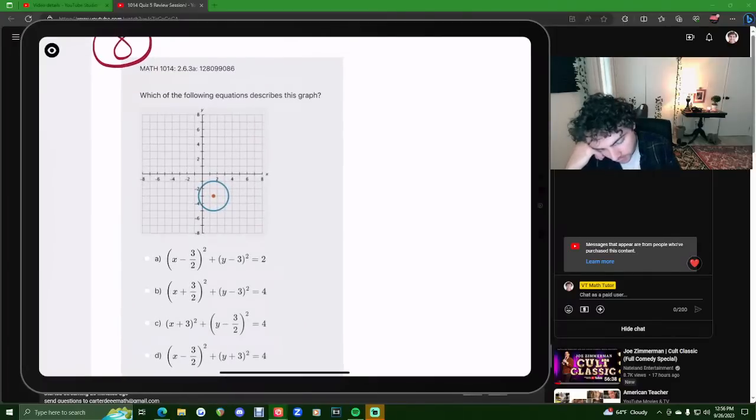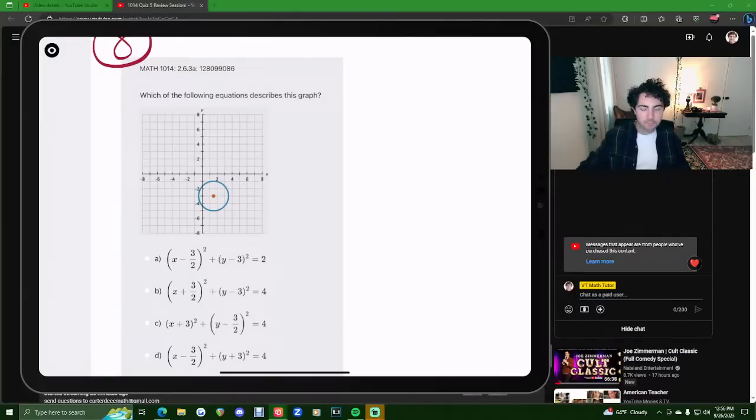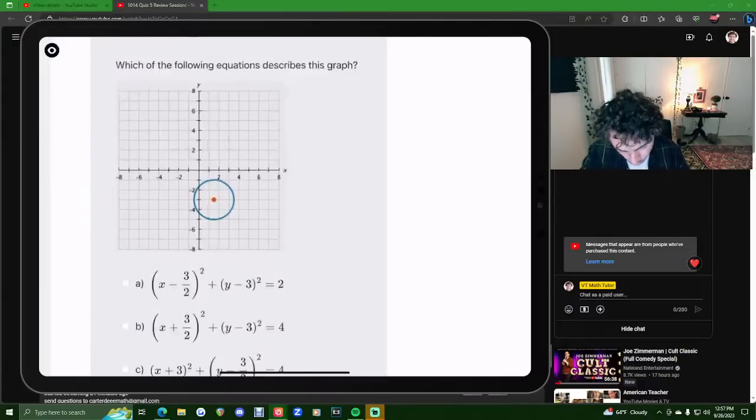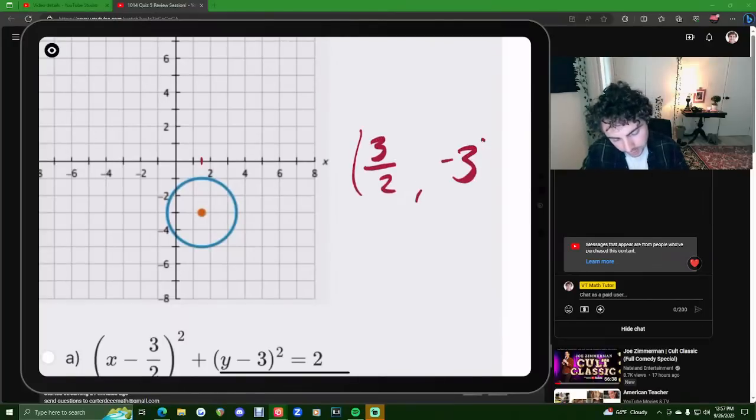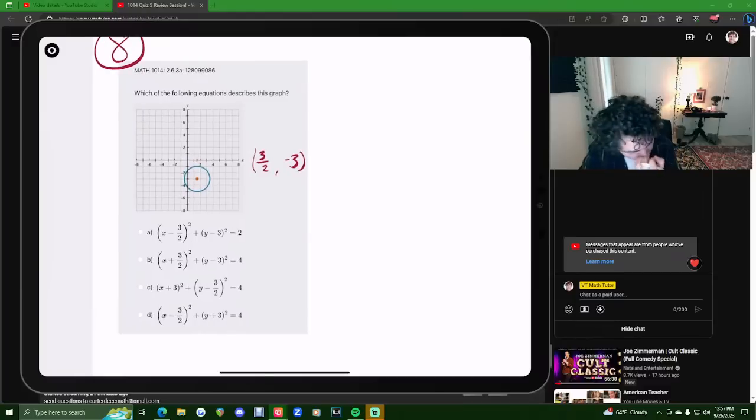They say, which of the following equations describes this graph? Now, what is this graph of? What's the figure? Yeah, it's a circle. Okay. Where's it centered? Well, it looks about 1.5 or 3/2. And then it goes down about 3, so -3. So its center is at 3/2, comma -3.